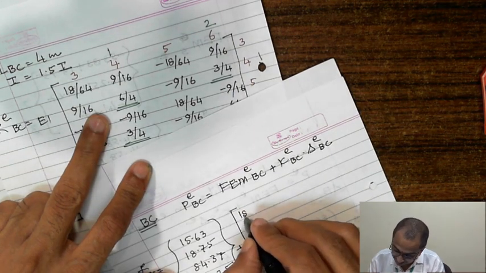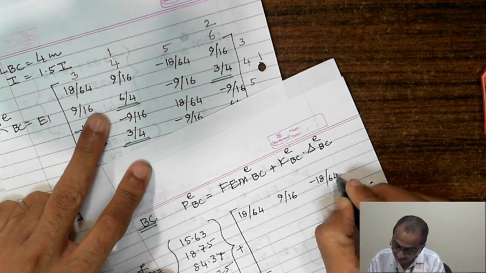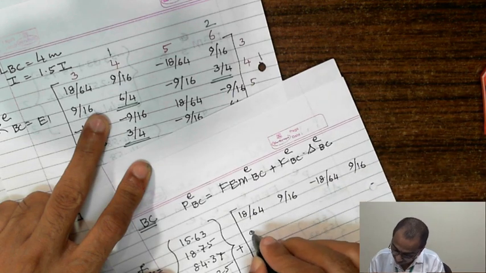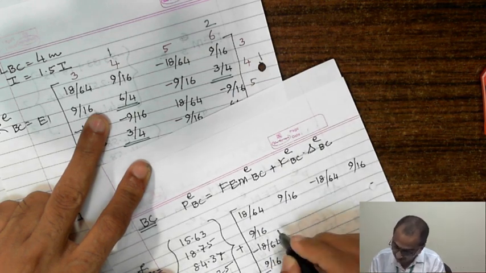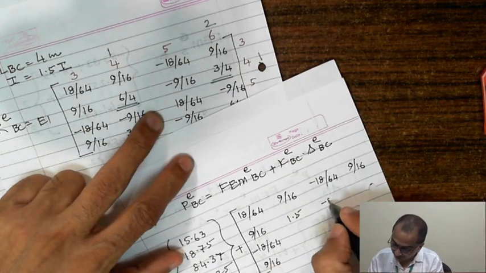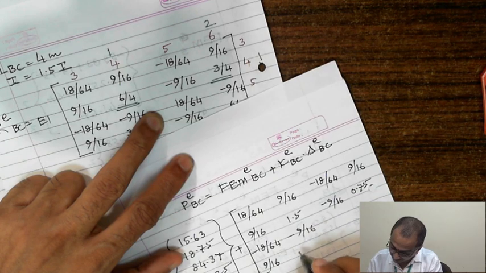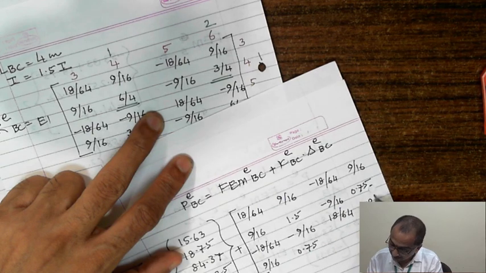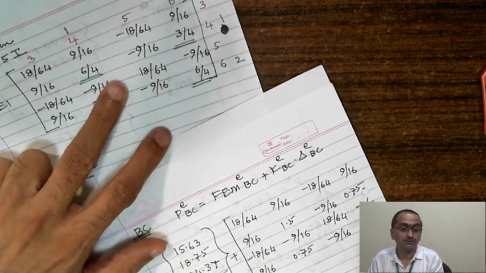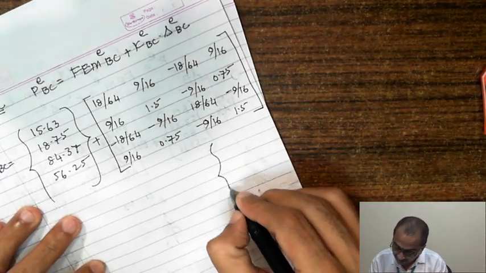This is 18 by 64, 9 by 16, minus 18 by 64, 9 by 16. Same is the column, 9 by 16, minus 18 by 64, 9 by 16. This is 1.5, 6.4 is 1.5, minus 9 by 16, 0.75, minus 9 by 16, 0.75. This is 18 by 64, minus 9 by 16. This is minus 9 by 16 and it is 1.5. So I have written this element stiffness matrix copied into delta element BC.